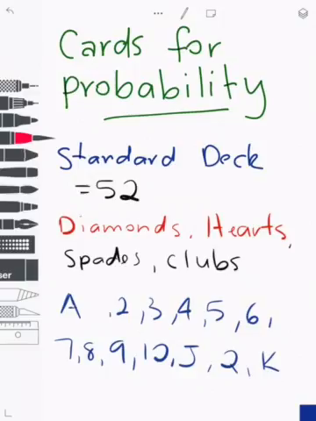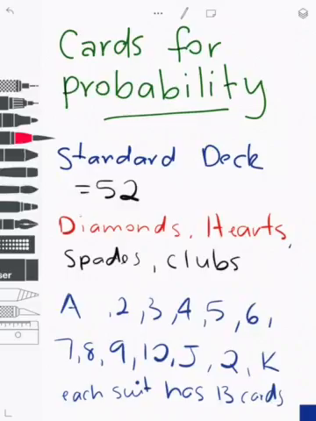How many picture cards do we have? We have 3, the Jack, Queen, and King. They're called picture cards because they are represented using an artistic impression of a Jack, a Queen, and a King. So remember, each suit has 13 cards. That means there are 13 diamonds, 13 hearts, 13 spades, and 13 clubs.